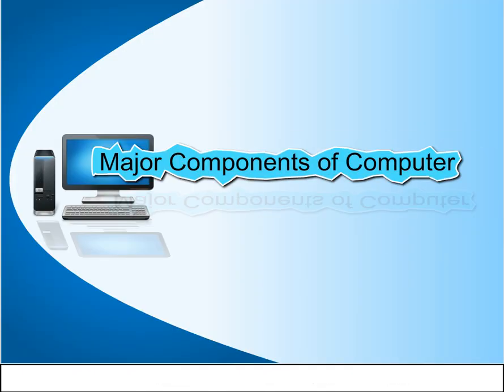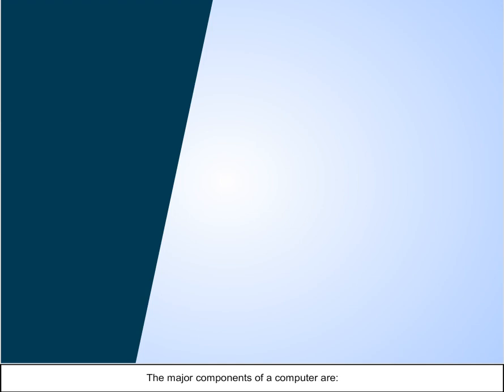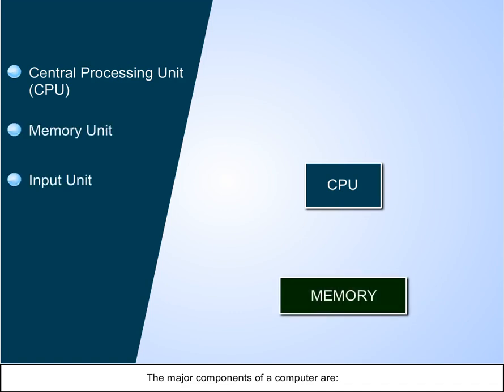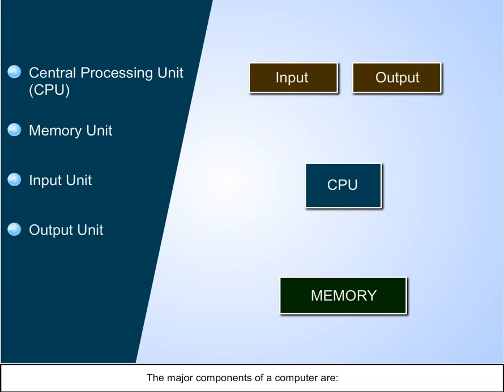Major components of computer. The major components of a computer are Central Processing Unit CPU, Memory Unit, Input Unit, Output Unit.